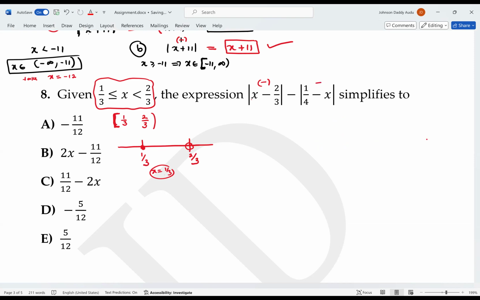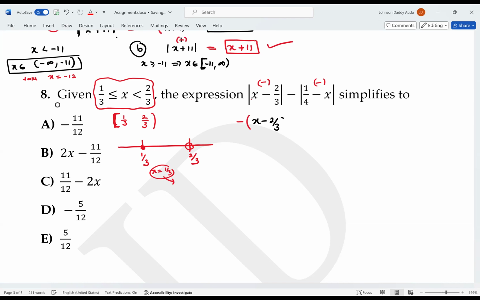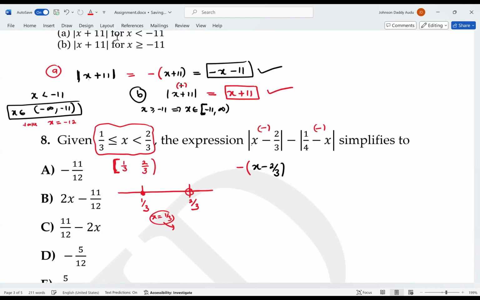So it means that here is going to be negative. Now, this is the first step. The first step is to establish whether here it's negative or not, and we have done that using this test value, x is 1 over 3. Now we can remove the absolute value. Since this is negative, if I want to remove the absolute value, I have to introduce this negative here. So it will be negative x minus 2 over 3. I hope this is clear.